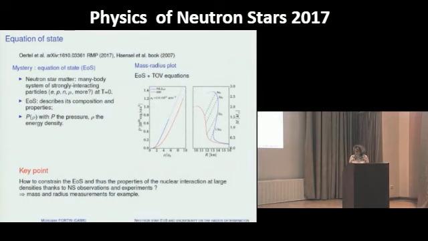problem. So one of the mysteries of neutron stars is the equation of state, because as was mentioned before, neutron star matter is a many-body system of strongly interacting particles at zero temperature, and we don't have at the moment a solution. So an equation of state basically describes the properties and the composition of neutron star matter, and it can be roughly written as a relation between the pressure and the density, which is exactly what I show here.